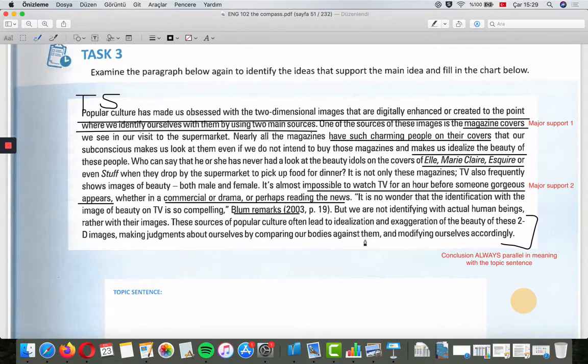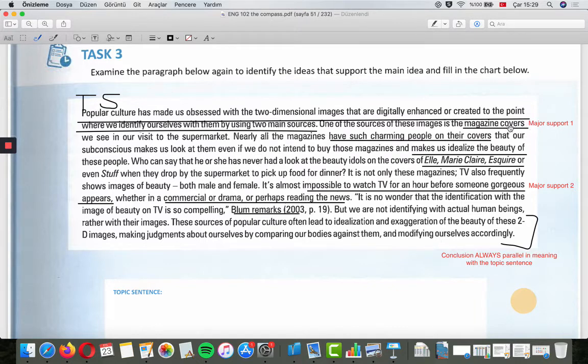Now we have analyzed this paragraph. Here is our topic sentence. Here is our conclusion. They say the same thing, okay? Our conclusion doesn't say anything different. Maybe you can add some personal opinion, but it's always the same thing with your topic sentence. You cannot say something different.